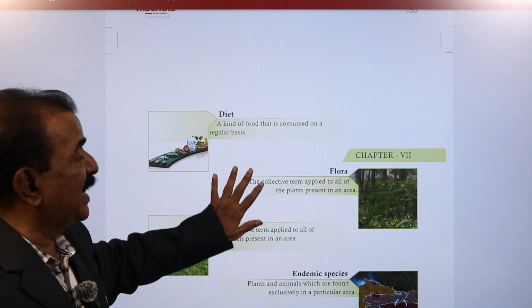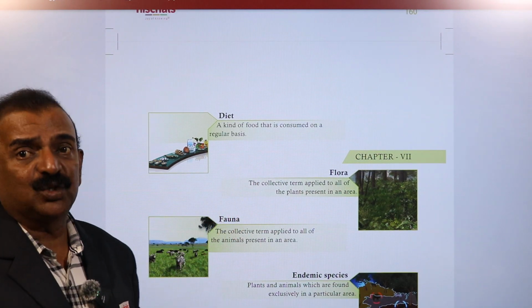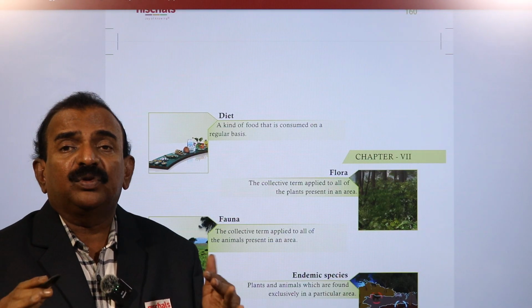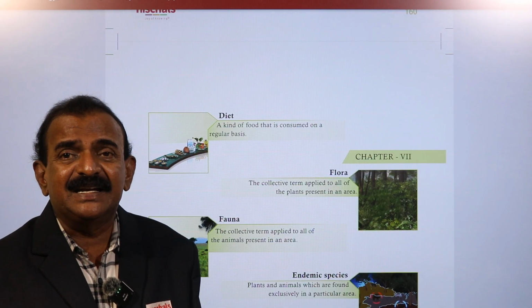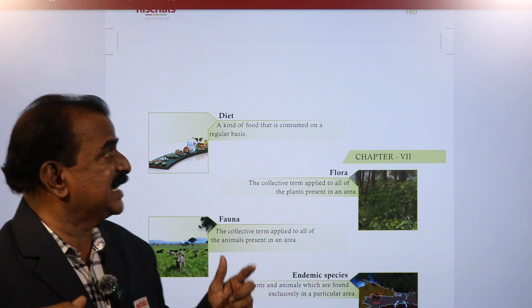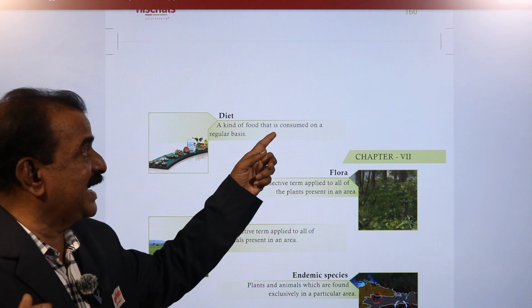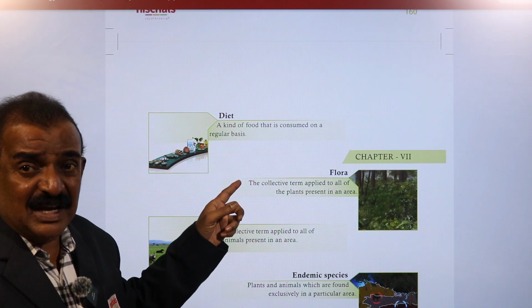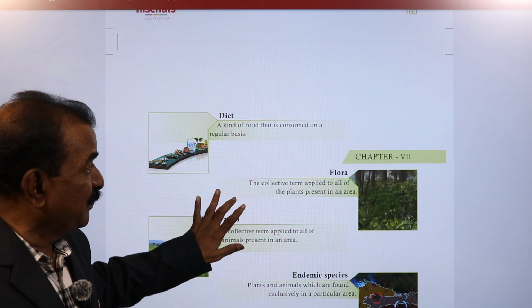Now you are observing another one, diet. So what is diet? The food that we consume in day to day life is called a diet. A kind of food that is consumed on a regular basis is called a diet.